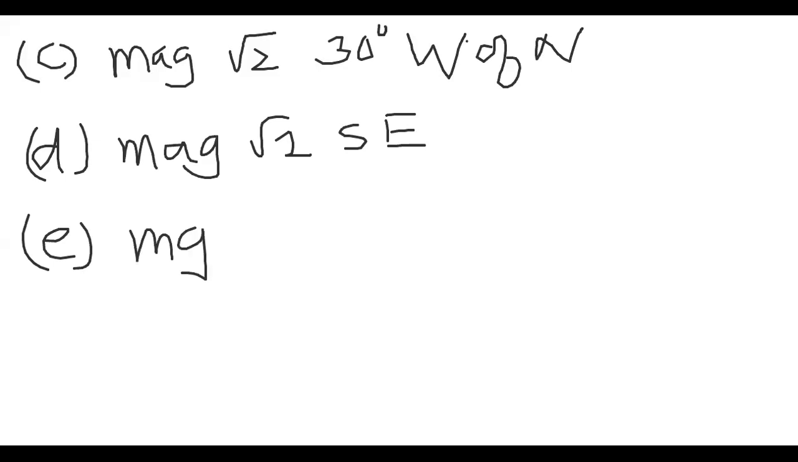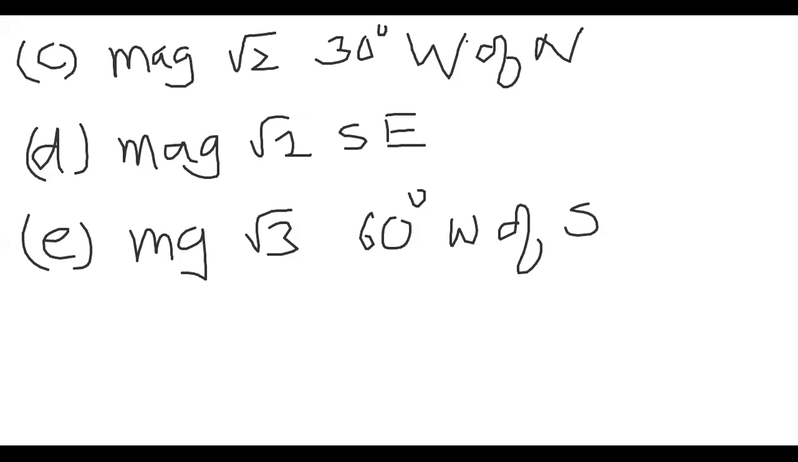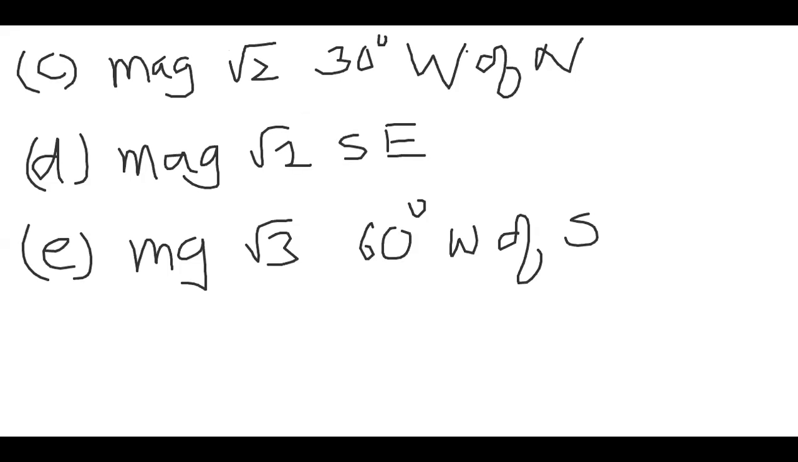Magnitude root 3 and the direction is 60 degrees west of south. And so there are so many ways of telling you what is the direction of a vector.